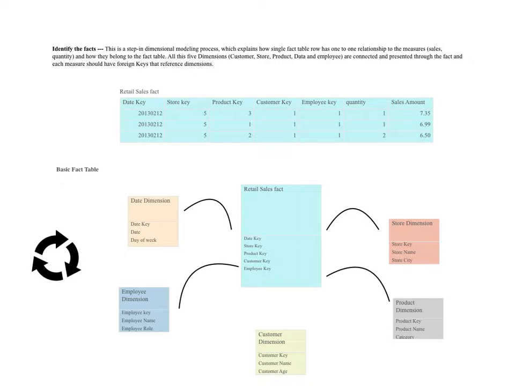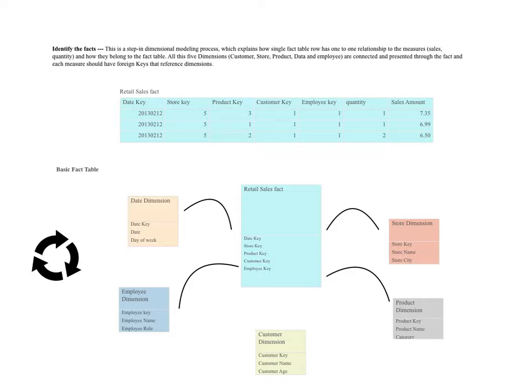For example, in the top light blue table, here is a retail sales fact. As you see, we have the information such as date key, store key, product key, customer key, employee key, quantity, and sales amount. And that's the information which was gathered from all these 5 dimensions and connected and presented through the fact table.